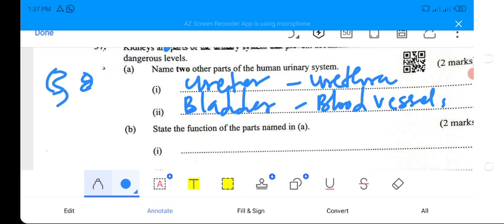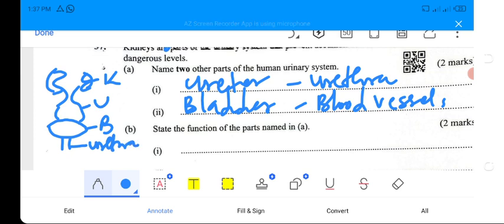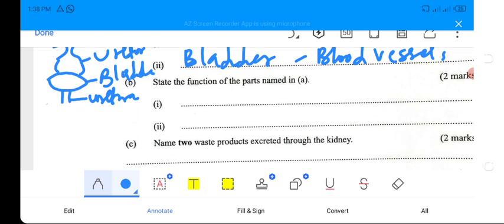I can just sketch the urinary tract system. So that's how it looks like. This is the kidney, this is the ureter, this is the bladder, and this is the urethra. That is the left kidney. So that's just but a sketch.